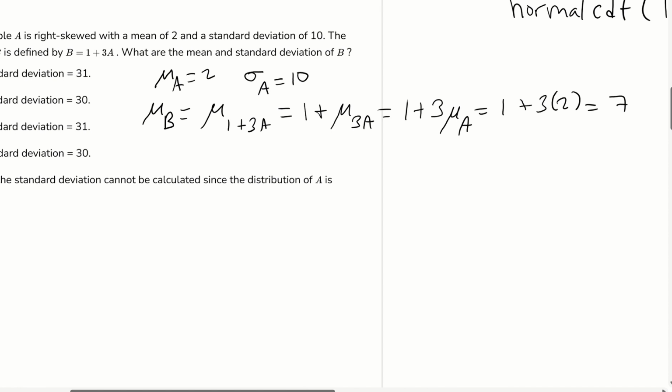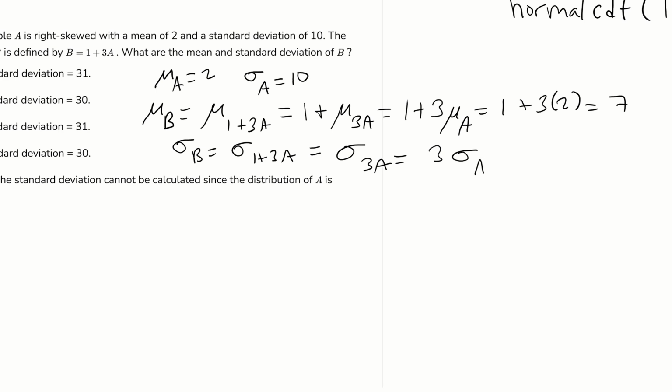So now let's do the standard deviation. So sigma of B is equal to sigma of 1 plus 3A. Now, 1 does not influence the standard deviation. The 1 doesn't do anything to it, okay? If you add or subtract, it's not going to influence the spread. The only thing that's going to influence it is the 3A. So if you multiply by 3, that's going to multiply the spread by 3.